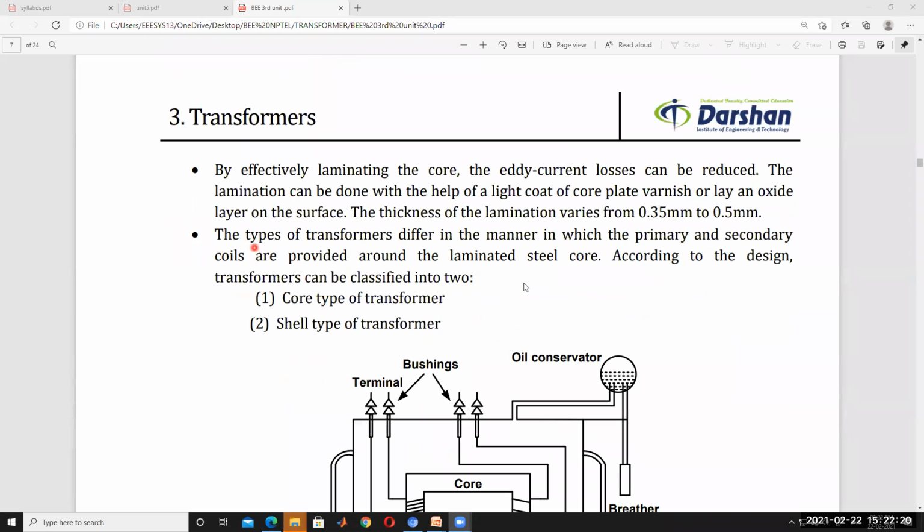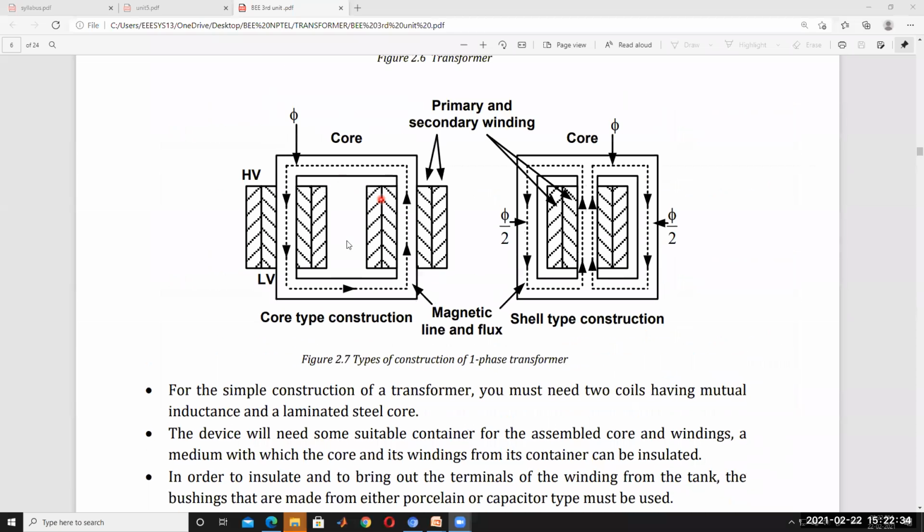The types of transformers differ in the manner in which the primary and secondary coils are provided around the laminated steel core. According to the design, transformers can be classified into core type and shell type. I already explained this: this is called core type and this is called shell type.